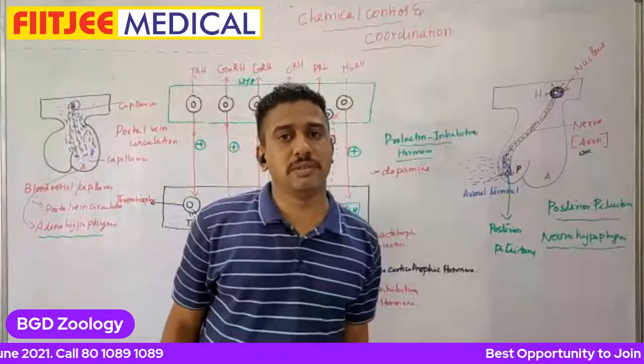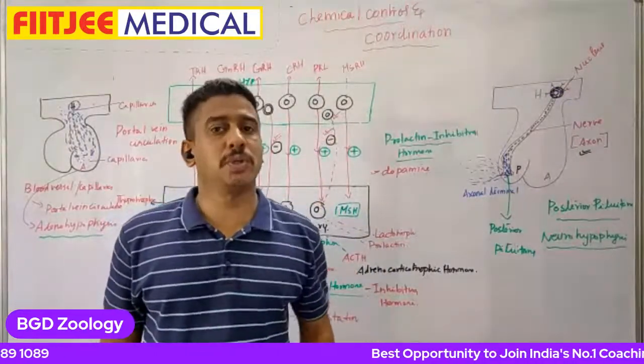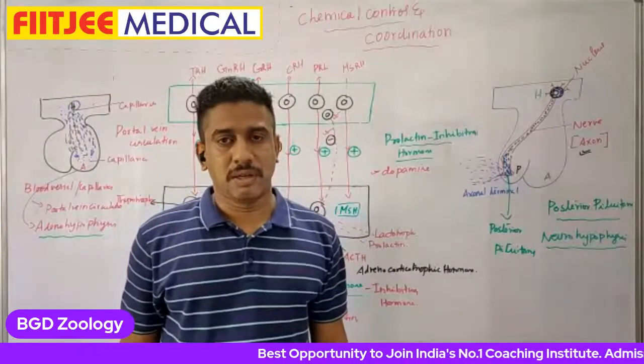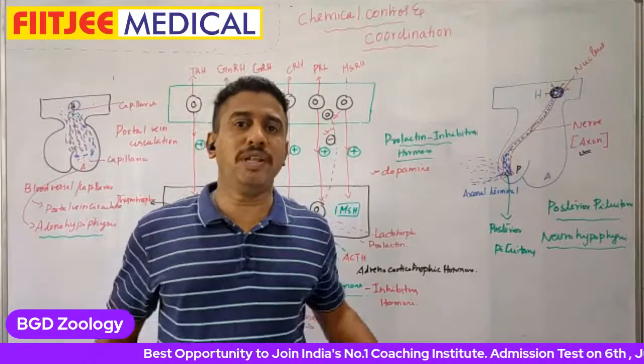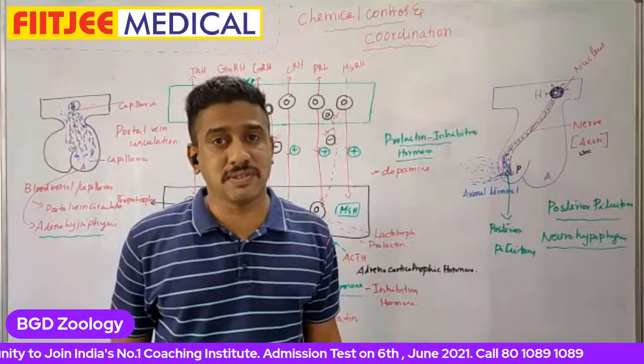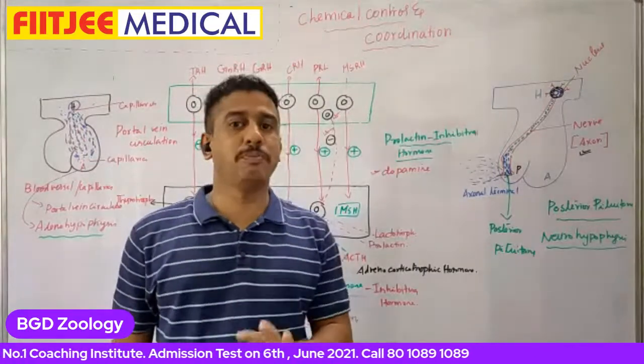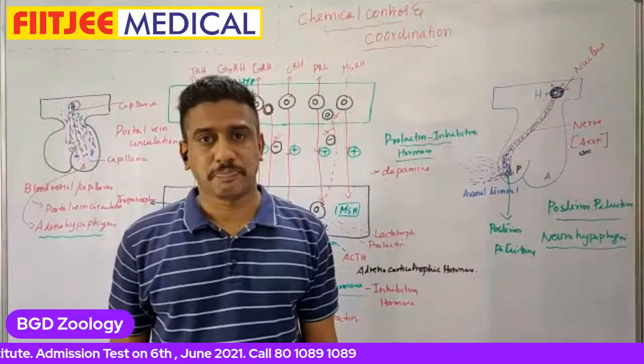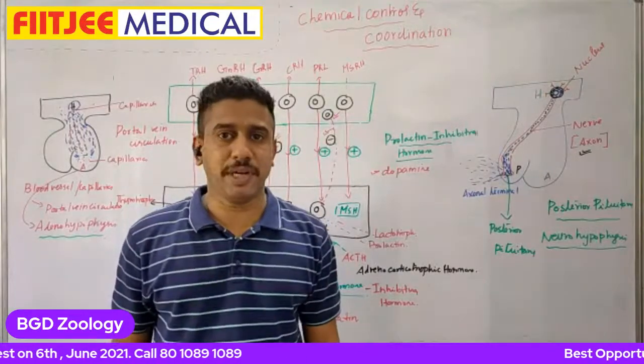That's simple. Clear? So the question can be asked: who will synthesize the posterior pituitary hormones? The answer is the hypothalamus, not the posterior pituitary. Clear? Everybody understood?